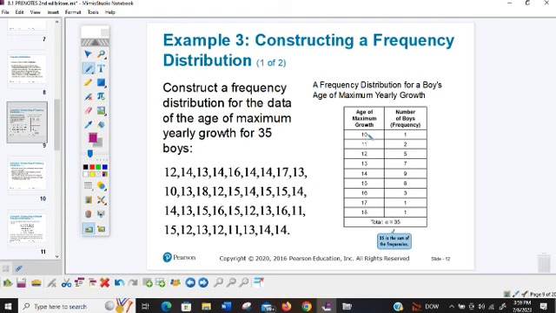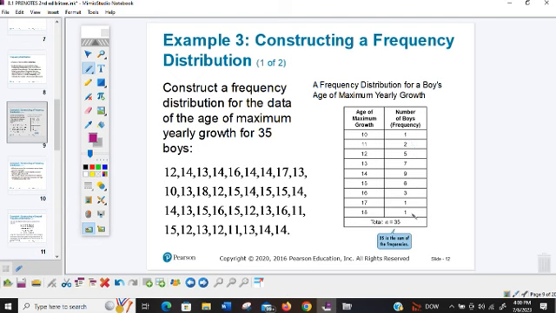10 was the smallest age, 18 was the highest age. So we have 10, 11, 12, 13, 14, 15, 16, 17, and 18. Now, if you go over here, how many 10s were there? Just one. How many 11s are in this group? Two. How many 12s are in this group? Five. How many 13s are here? Seven. Okay, so this column is called the frequency. Frequency means how many are there.